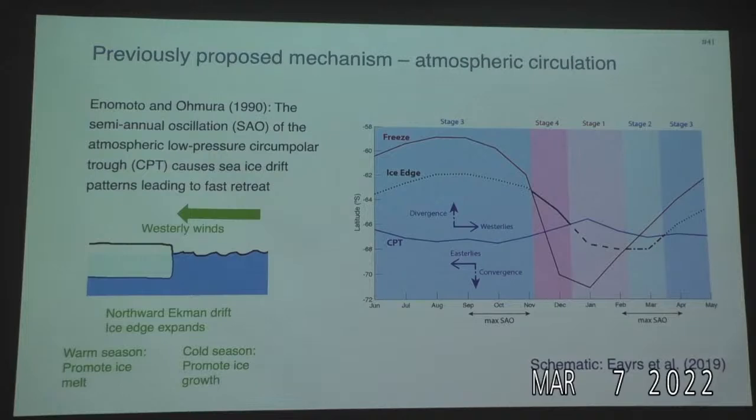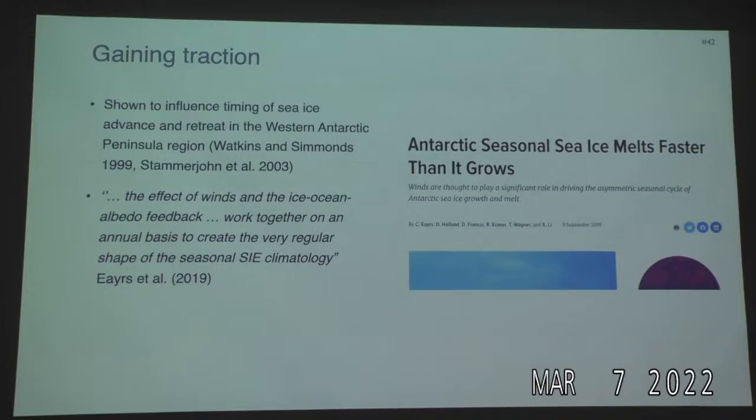This mechanism has previously been shown to influence the timing of sea ice advance and retreat in the Western Antarctic Peninsula region. But more recently, it's been gaining traction as an explanation for the asymmetry in the total hemispheric sea ice extent seasonal cycle. In particular, a recent review paper found that the effect of winds and the ice-ocean albedo feedback together work together on an annual basis to create the very regular shape of the seasonal sea ice extent climatology.